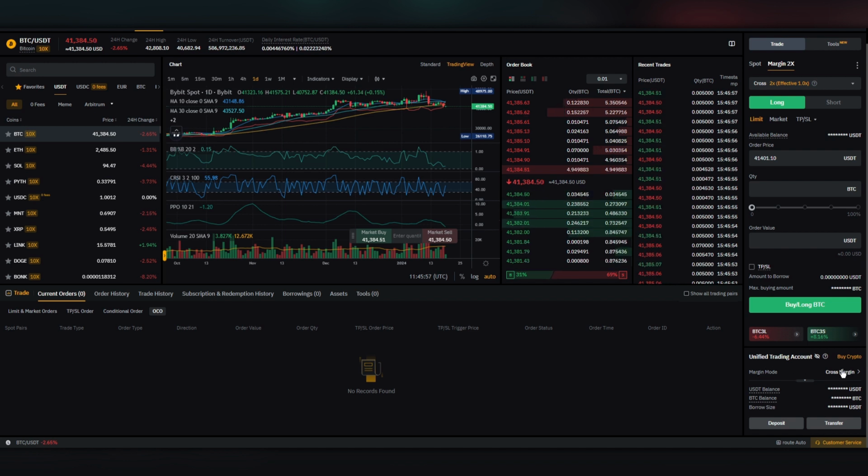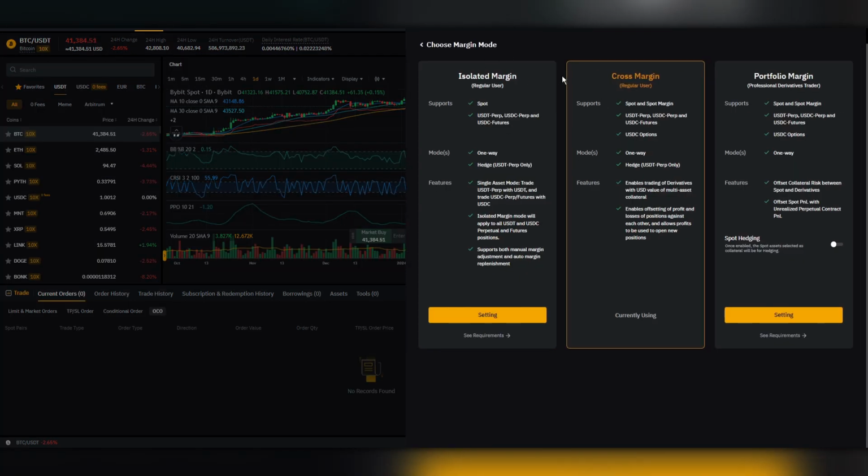You see margin mode, click here. There's isolated margin, there's cross margin. There is also portfolio margin for professional derivative traders. We don't need that. There is no point in even understanding it if you are a regular user.